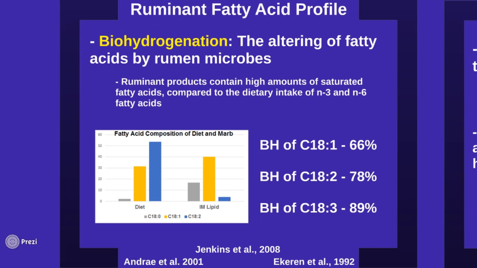And so this is where beef gets a bad rap, because a lot of people think, well, saturated fatty acids are bad, they're unhealthy, they cause clogging of arteries, and so on and so forth. And this is why beef has such a greater amount of saturated fatty acids within the meat, because of this process of biohydrogenation within the rumen.